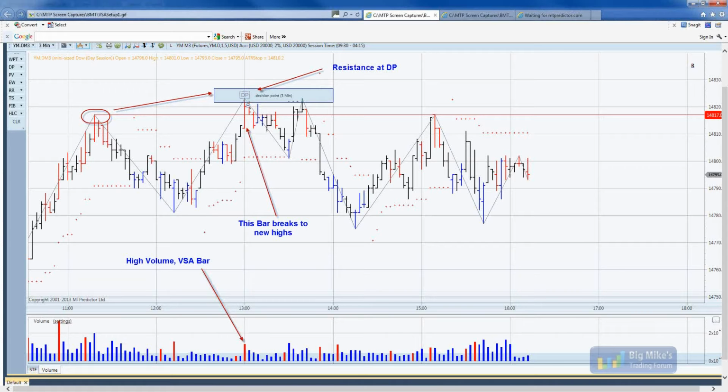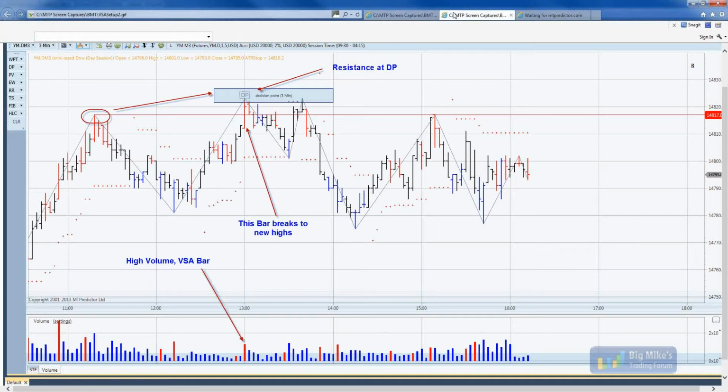So this then reverses at our level, and it means that the people who are long here are now going to have to get out fairly quickly. And this all happens at our decision point level. So this is what we're looking for. So once we've got that, we can then do a trade setup around this. How do we do the trade setup around it?